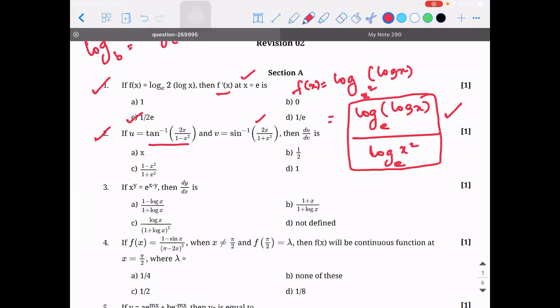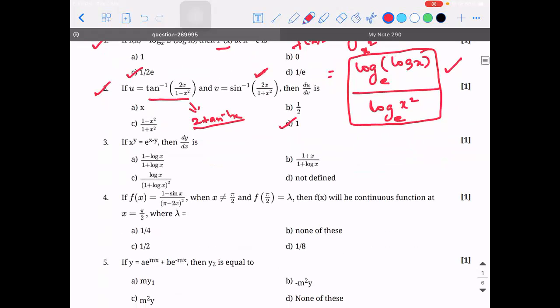The answer is 1. Why? Because both are 2 tan inverse x. So when you differentiate the same function and find the ratio of it, it's 1. Anyways, to show the steps, you guys obviously need to do it. So you can write it as 2 tan inverse x and this as 2 tan inverse x. Differentiate this thing and this thing separately, divide both. That's the answer. Okay. Next.